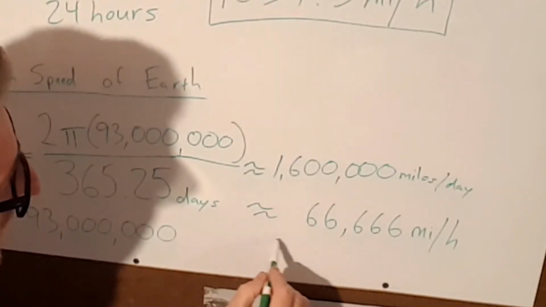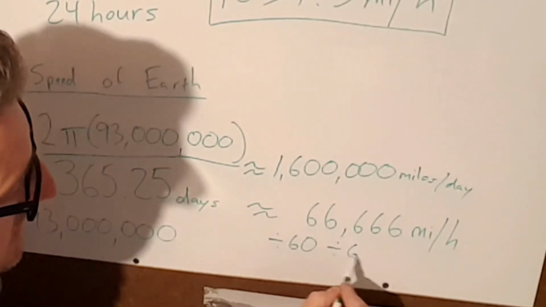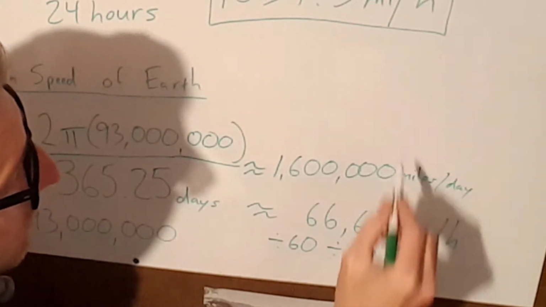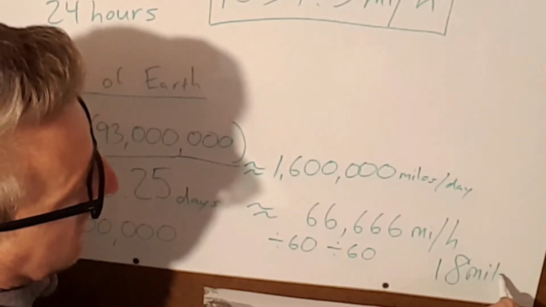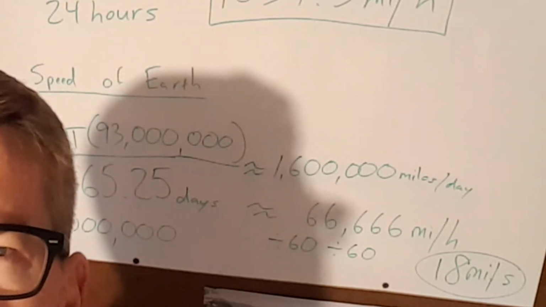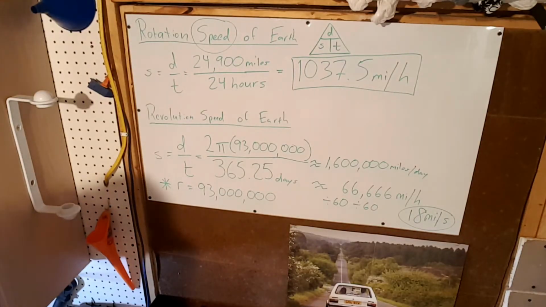Miles per second. How do you do that? You divide it by 60 to get it in miles per minute, and you divide it by 60 again to get it in miles per second. When you do that, you come out with about 18 miles per second. Can you see that? 18 miles per second, right there. So that'll be important later, and I'll reference that a little bit later.